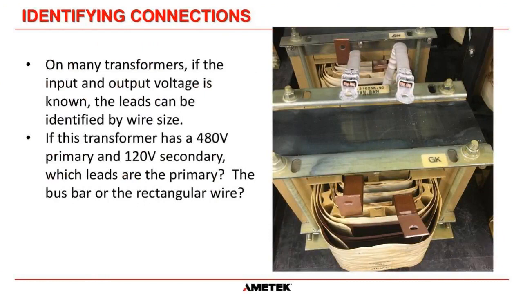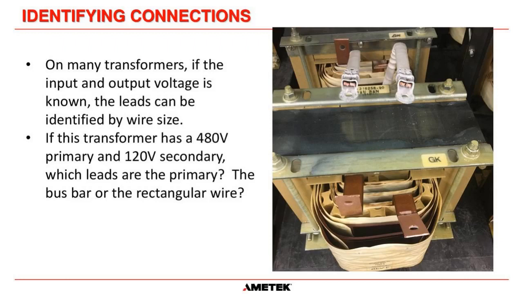So on many transformers, if we know the input and output voltage, and maybe we don't have really good documentation on how to connect up the transformer, if we know what the voltage should be, we can guess which windings are the primary and the secondary. So let's say this transformer right here has a 480 volt primary and a 120 volt secondary. Can you tell which one is the primary and which is the secondary?